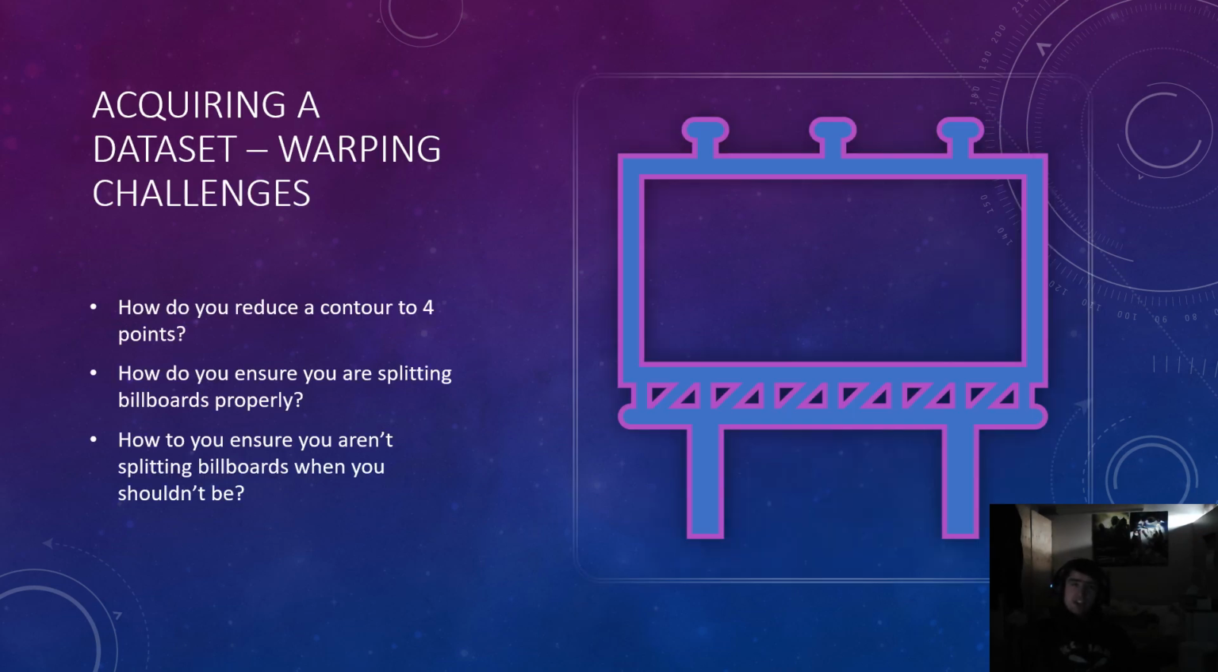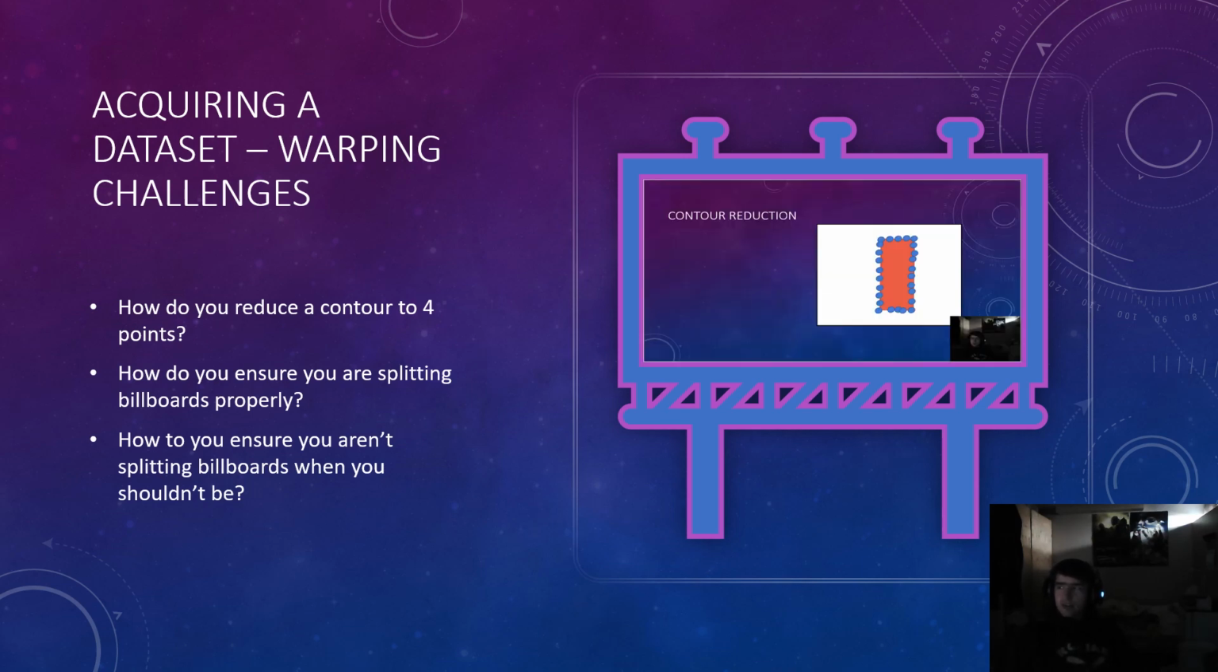So there's some challenges with creating the data set. So how do we reduce the points to just 4? How do we know that we're splitting the billboards properly? And how do we know what the original scene kind of looks like?